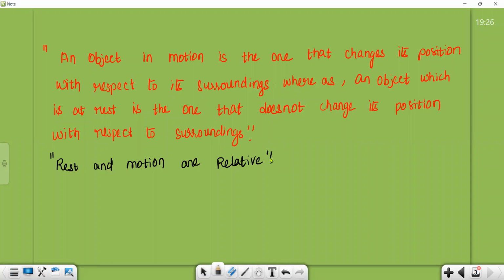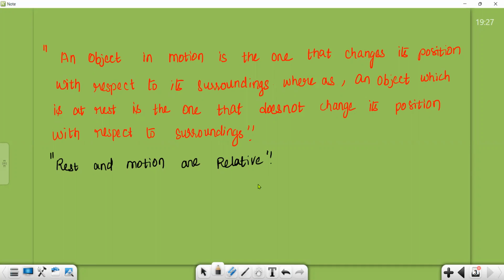But the outside passenger thinks that they were moving, right? Yes, ma'am, they're moving. But inside passengers are at rest. So did you understand the concept here? How rest and motion are related?